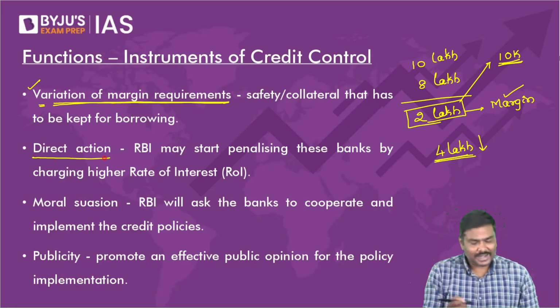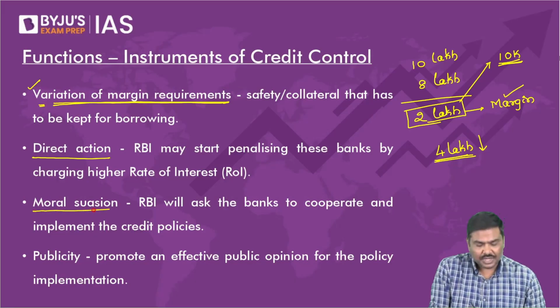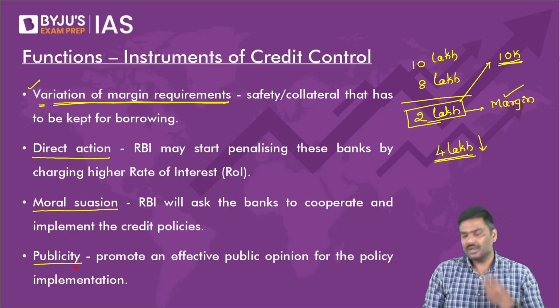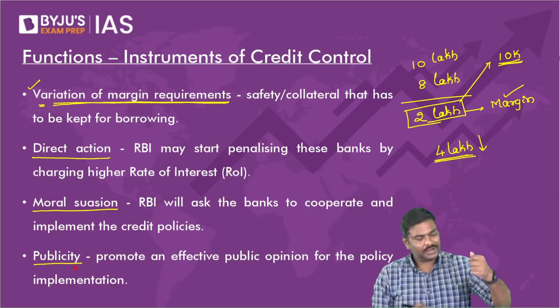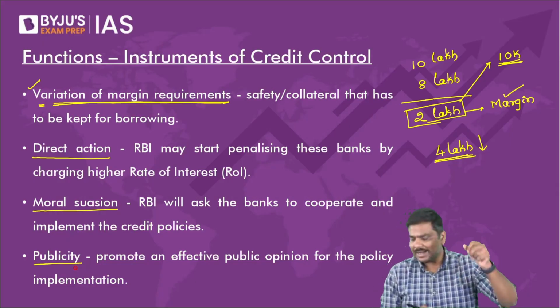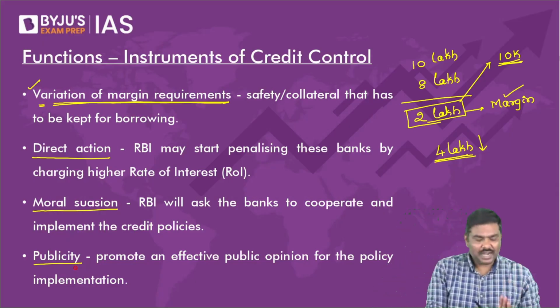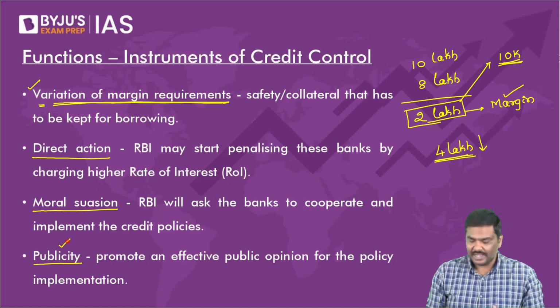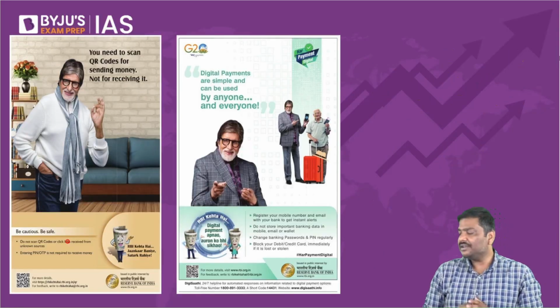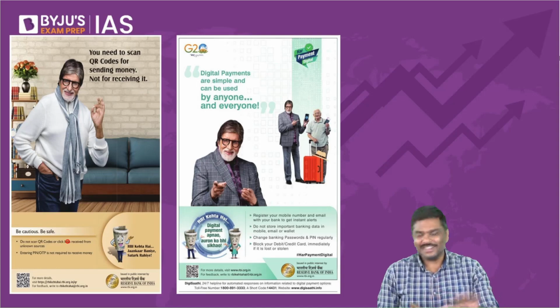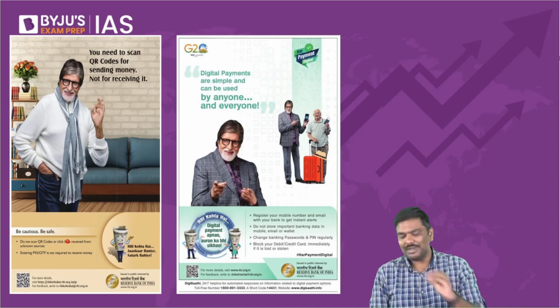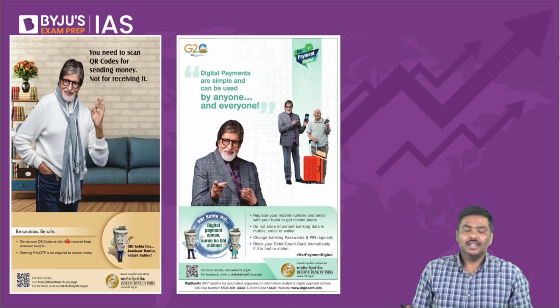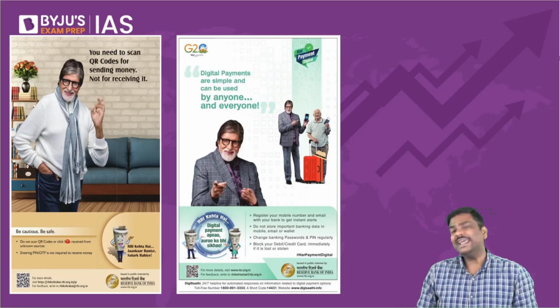Next one is a direct action, moral suasion, and publicity. Next three tools, direct action, moral suasion, and publicity. Now let me start with the last one, publicity here. Please observe this ad. Do not buy at anything here. Please don't waste your time. Please do not buy at anything.